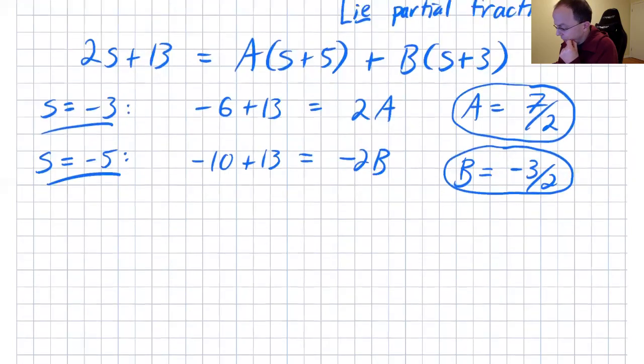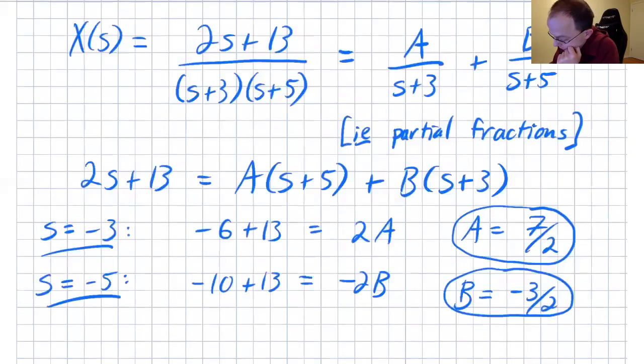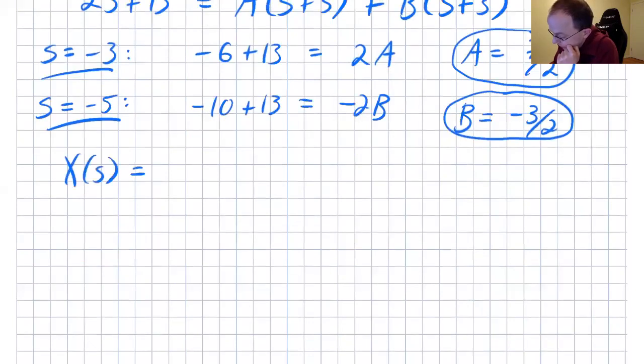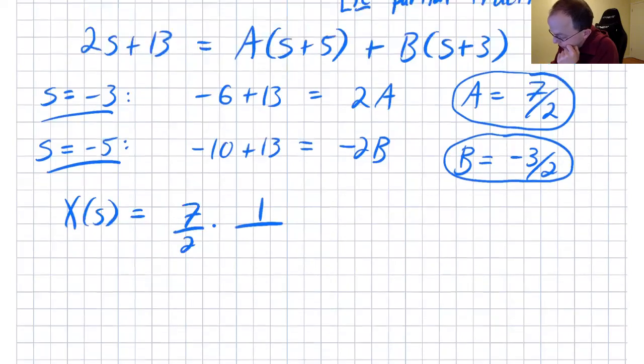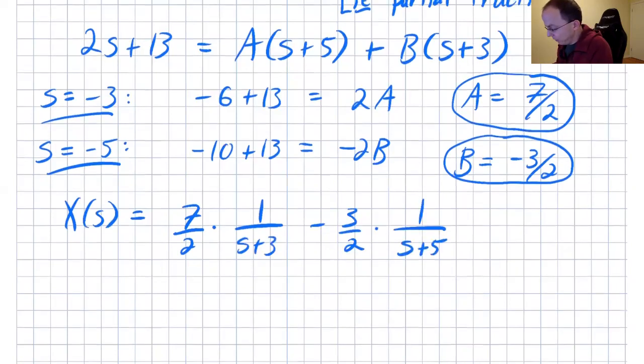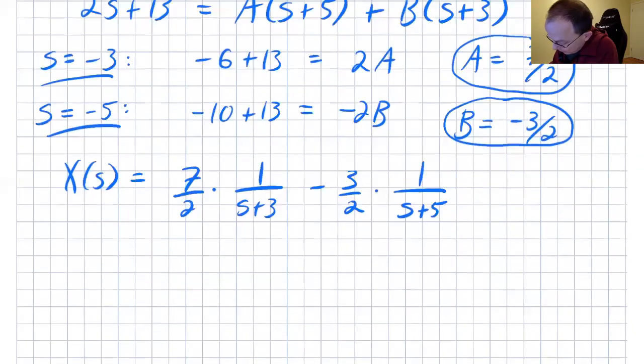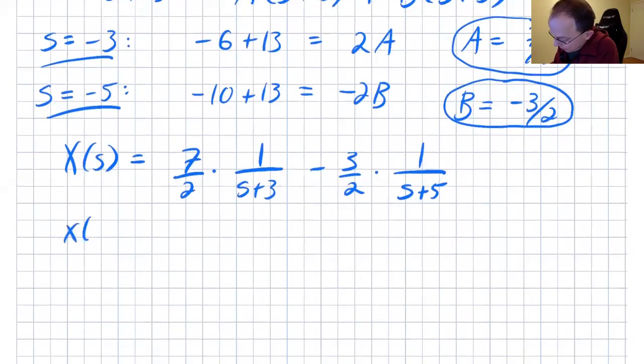Okay, so now we have it. Therefore, X(s) is equal to 7/2 times 1/(s+3) minus 3/2 times 1/(s+5). Did I do it the right way? Yes. And so therefore, we take the inverse Laplace transform of both sides.